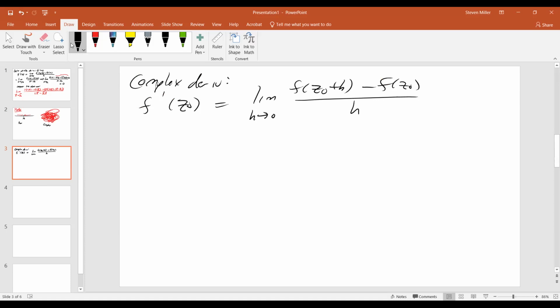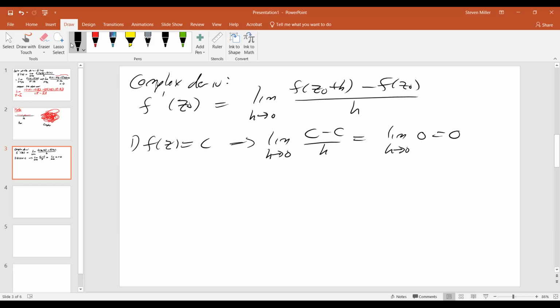Okay, let's be a little bit nicer to me first and work my way up. Constant, right? So we could try, f of z is some constant. And what would that give us? That will give us the limit as h goes to 0 of c minus c over h. That's just the limit as h goes to 0 of 0, that's 0. And so just as in the real case, you would get the derivative of a constant to 0. What should we try next?